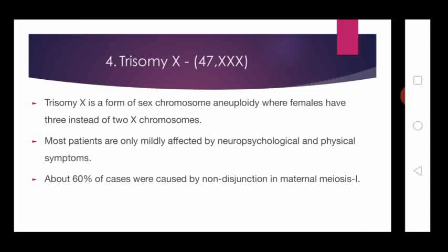Most patients are only mildly affected by neuropsychological and physical symptoms. So most patients show neuropsychological and physical symptoms, and the effects are mild. About 60% of cases were caused by non-disjunction in maternal meiosis 1. So the majority of the cases arise due to maternal meiosis 1.